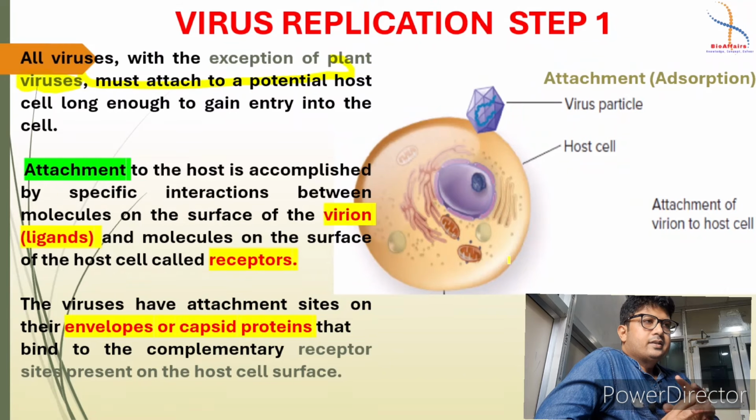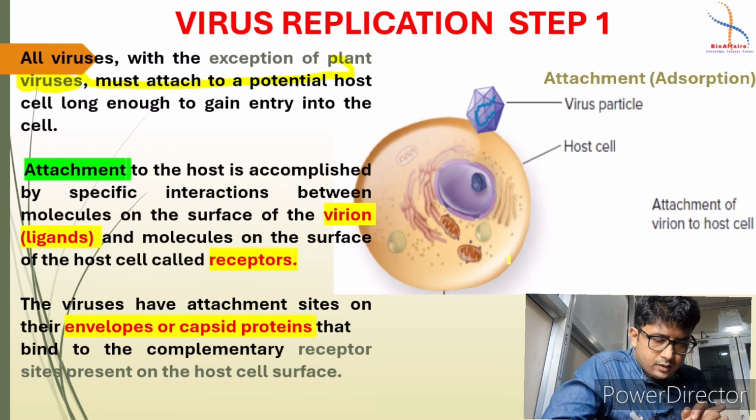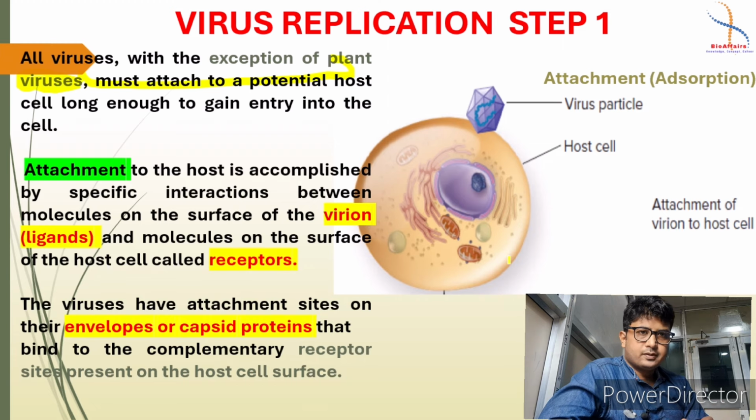Plant viruses do not need attachment because they do not bind to receptors. They must rely on mechanical breaks or injuries to the plant body. Only through them can they enter into the plant cells. So remember, plant viruses do not need attachment. Now again coming to animal viruses.